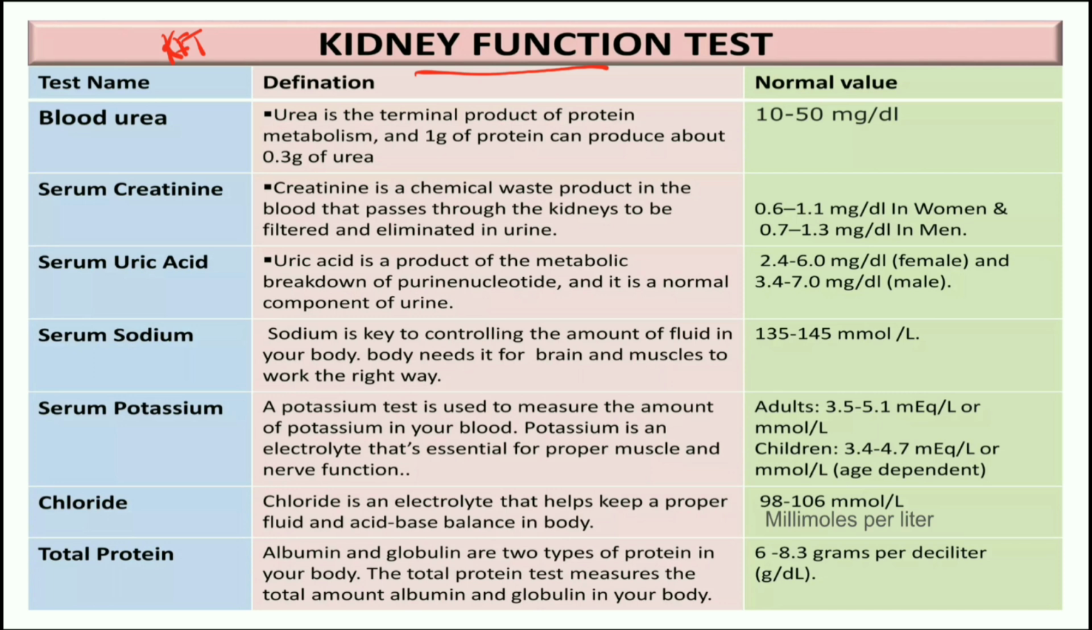The first parameter is blood urea. The normal value of blood urea is between 10 to 50 milligram per deciliter. Now, what is blood urea? Well, urea nitrogen is a byproduct of protein breakdown from the food we consume. It is a chemical waste product. It is produced in the liver and transported in the bloodstream to the kidneys, where it is filtered out and eventually eliminated from your body in the form of urine.